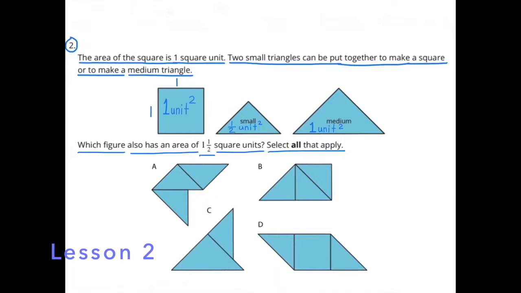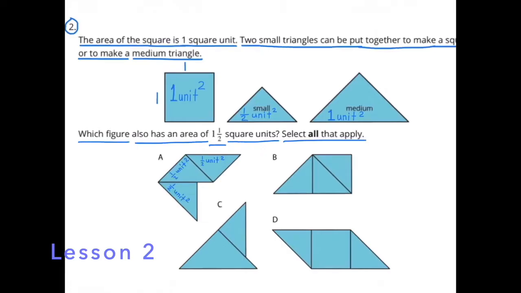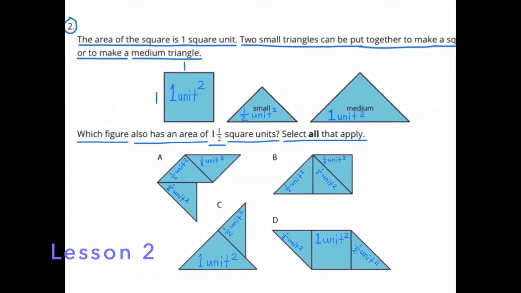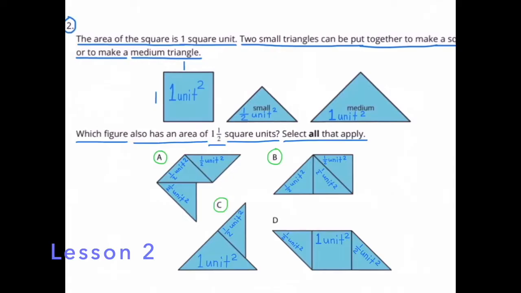Which figure also has an area of 1.5 square units? 3 small triangles, 3 small triangles, a medium triangle and a small triangle, 2 small triangles, and 1 square. A totals 1.5 square units, so does B, so does C, but not D. D is a total of 2 square units.